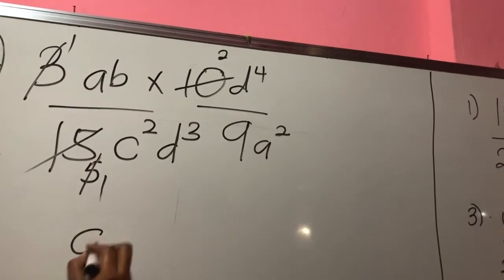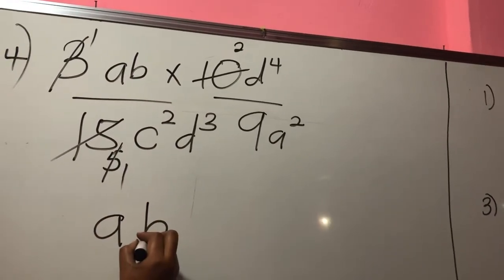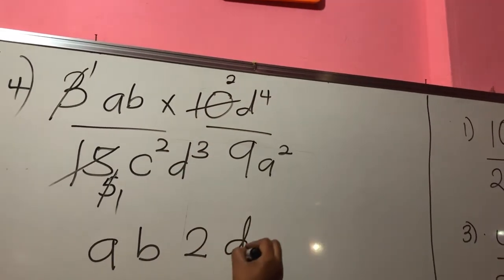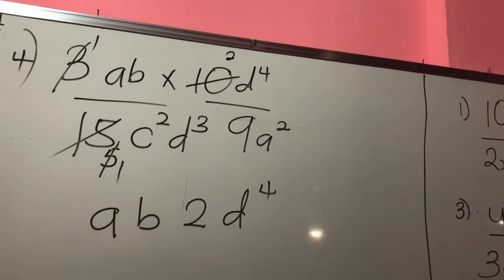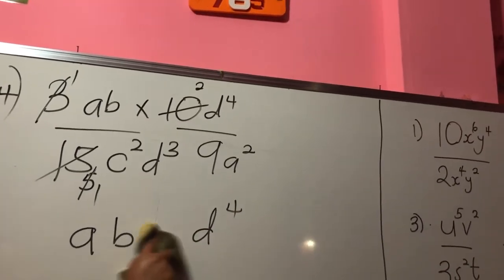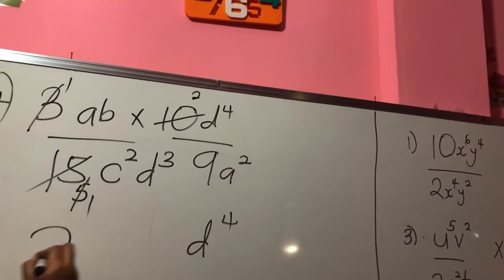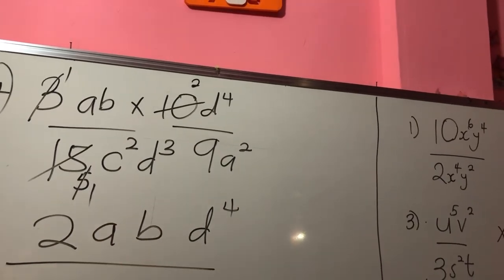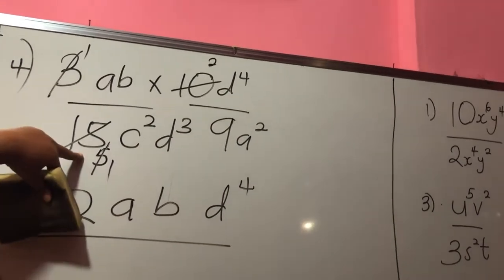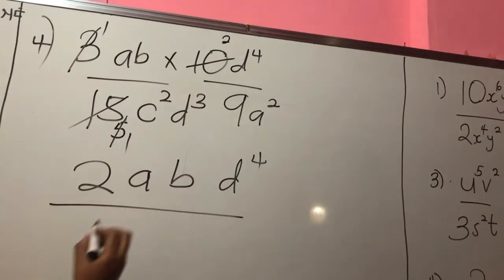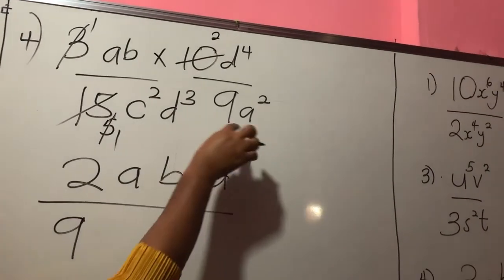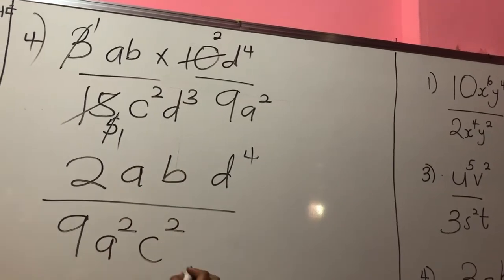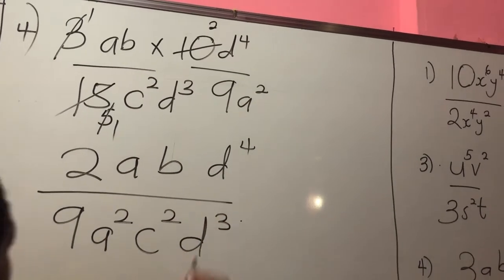So now let's count. So we pick our A, B times the 2. Then we have what? D to the power 4. But normally it's better if you write the coefficient first. So we have 2a, b, d to the power 4. Then we have a coefficient here. Yes, we have just 1 here, times this 9. So we have 9. Then let's bring our a squared. Then you bring our c squared and d 3.